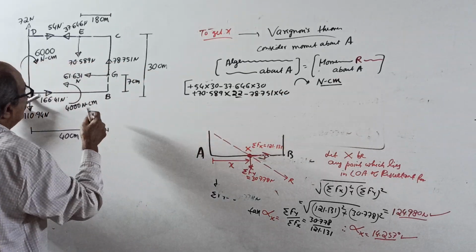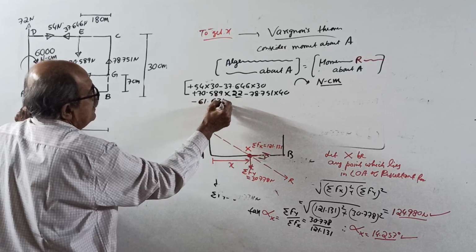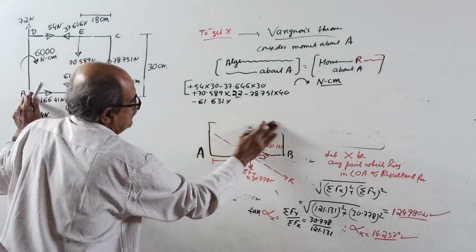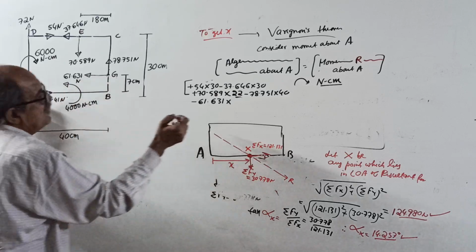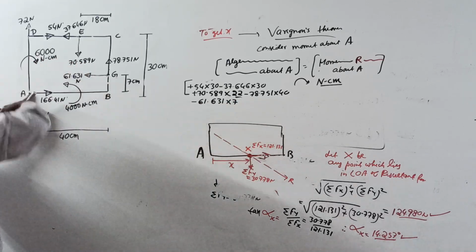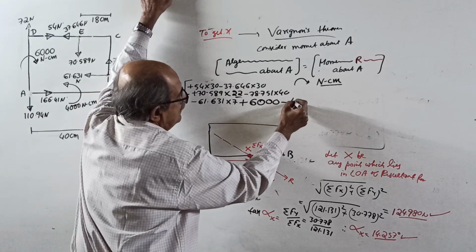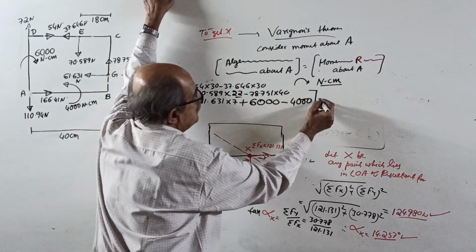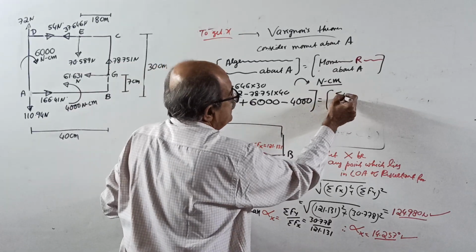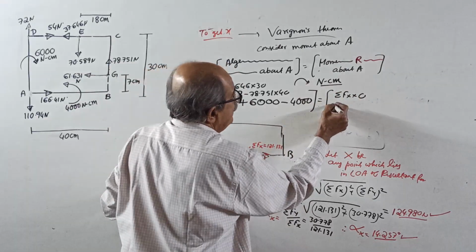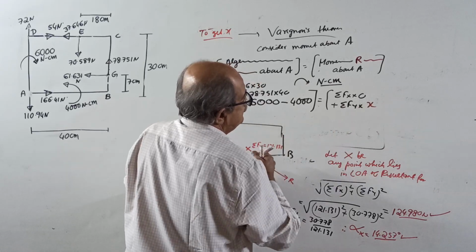Then minus 61.631, the block is there. Now the moment about this point into 7, next plus 6000, no, into minus 4000, no, it's already a moment. Equal to, see here, the moment of resultant here: sigma Fx into 0, you can write if you want, sigma Fx into 0 and sigma Fy, it is clockwise, sigma Fy into x.